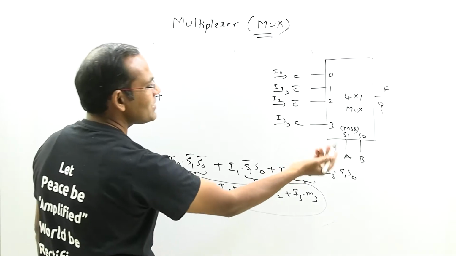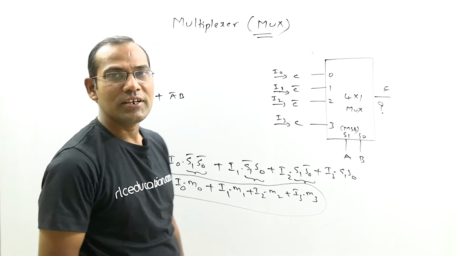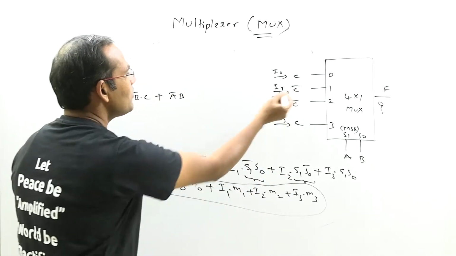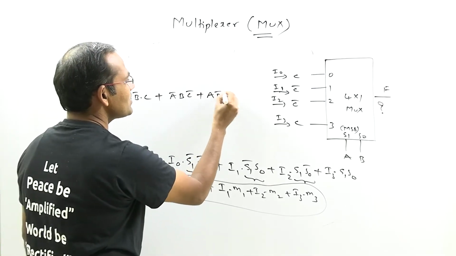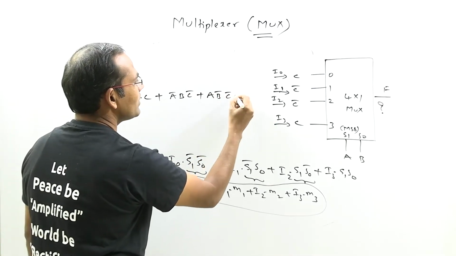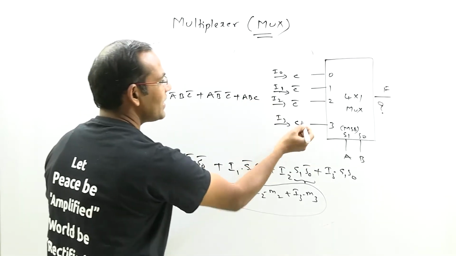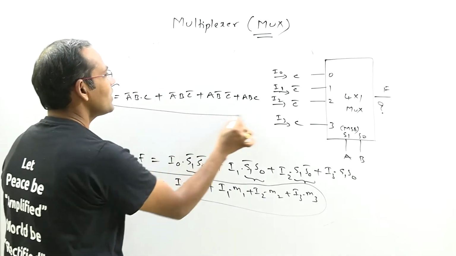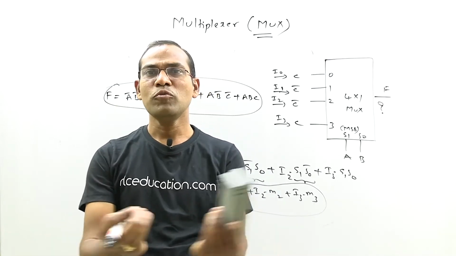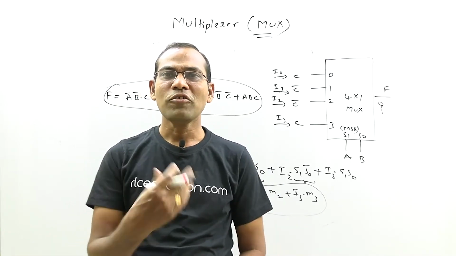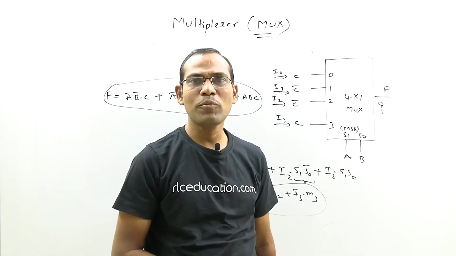And the next minterm is A bar B, and the input is C bar. Next minterm is A B bar, and the input is C bar. Next minterm is AB and multiply with I3. I3 is C. So that is the expression. Just minterm and input should be multiplied and add those products. Like this, they can ask in the exam. This is the approach you have to follow.